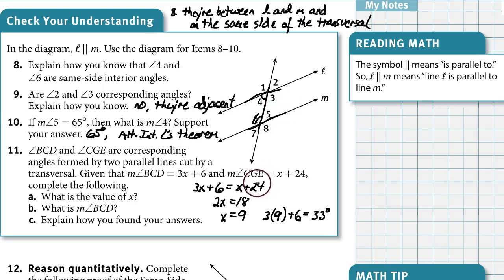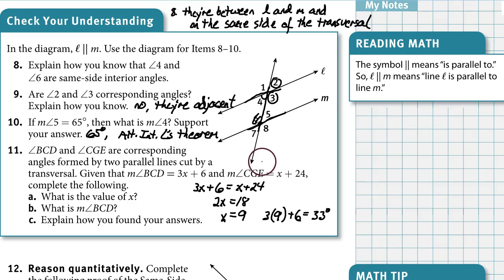Number 9, are angle 2 and angle 3 corresponding angles? Here's angle 2, here's angle 3. These are not corresponding angles, they are adjacent angles. The one that does correspond to angle 2 is located at the other intersection point. It would be angle 5.